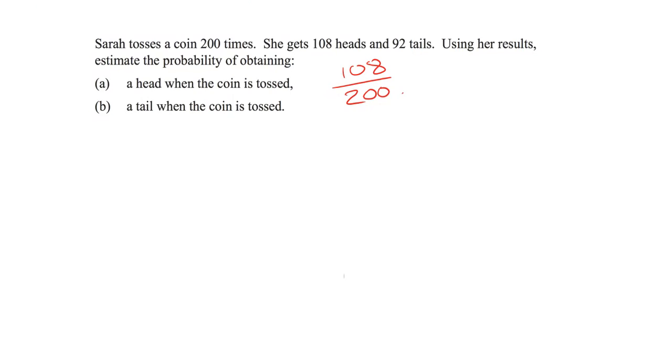Now, we could do that as a division and work out a decimal equivalent. We could simplify it, I guess, and write it as 54 over 100. That's fine as well, but it doesn't matter in this particular case. We can leave it like that. That is the answer. A tail, of course, would be 92 over 200. That would be the estimate of the probability there.